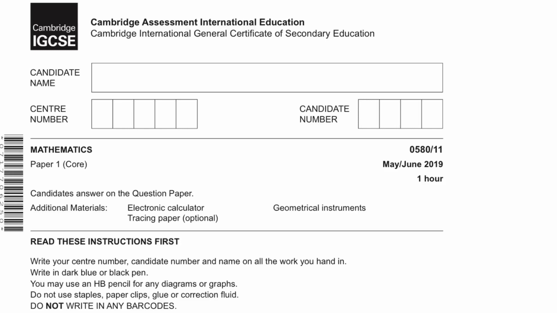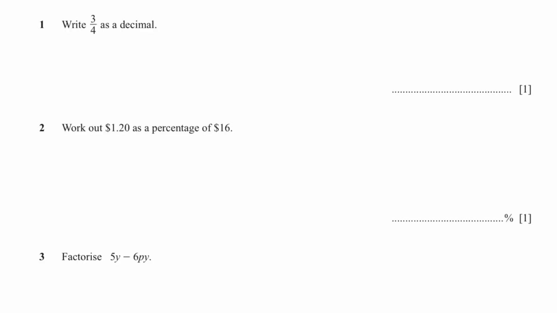Today we are going to solve Cambridge GCSE Mathematics Paper 1 Core, Variant 1-1, May-June 2019. The first question: write 3 over 4 as a decimal. You just have to put it in the calculator and you will get the answer 0.75.